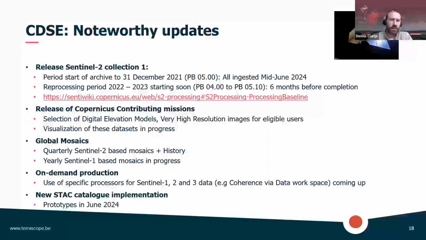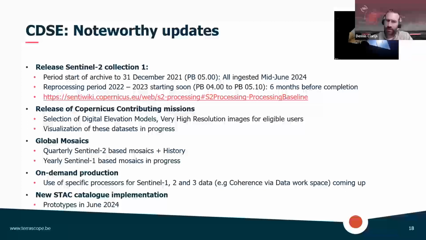ESA initiated a reprocessing already over a year ago, but it's quite some data that needs to be processed, and it's all processed with processing baseline 5.0. ESA has reprocessed the whole archive before the 31st of September 2021. We're finishing up on that, and this whole archive should be ingested and available in the Copernicus Data Space Ecosystem by the middle of June.